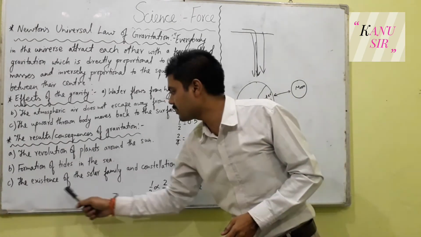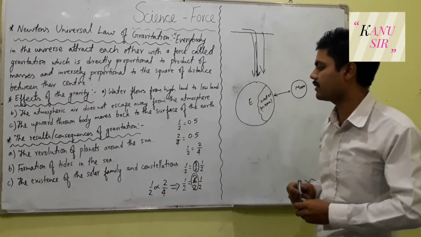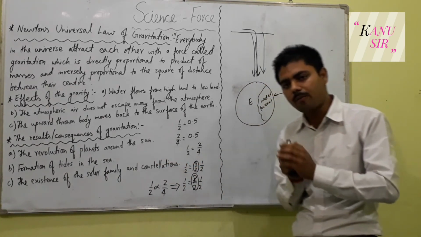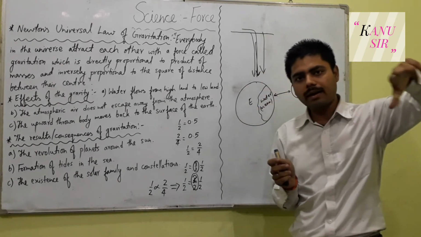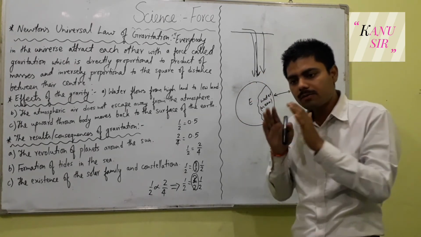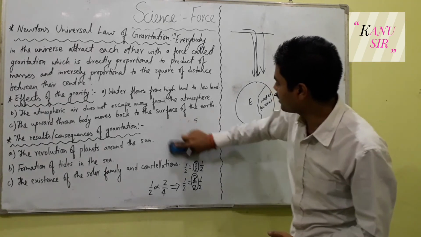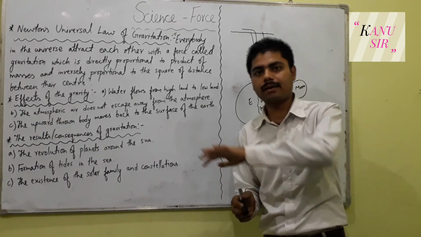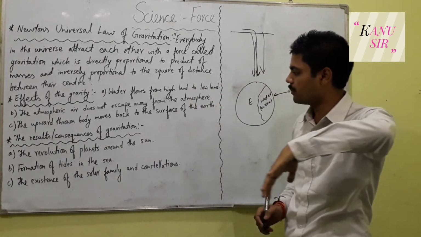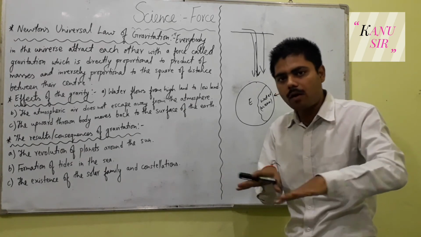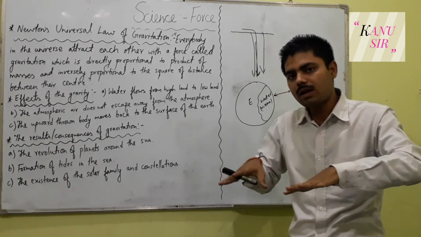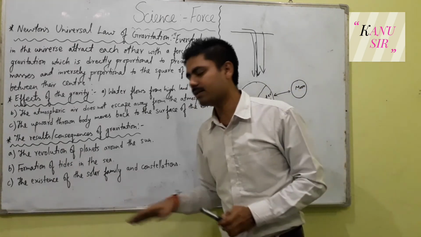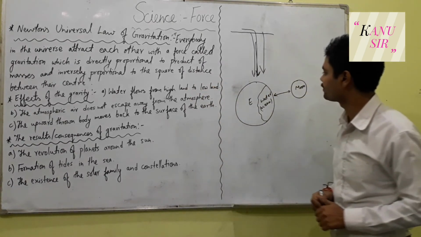And next is existence of the solar family and constellations. So what is a constellation here? A constellation is a fixed group of stars that revolve around a particular star with a fixed distance. Or constellations just keep revolving around a galaxy, not a star, a galaxy, a group of stars. So at a certain point, the distance will remain the same always. The distance between 3-4 stars remains always the same. Then that makes them a constellation, and that all exists because of the gravitation.